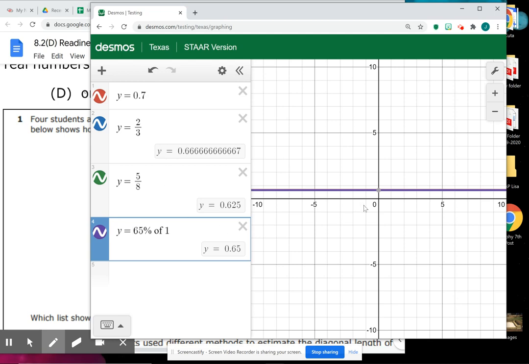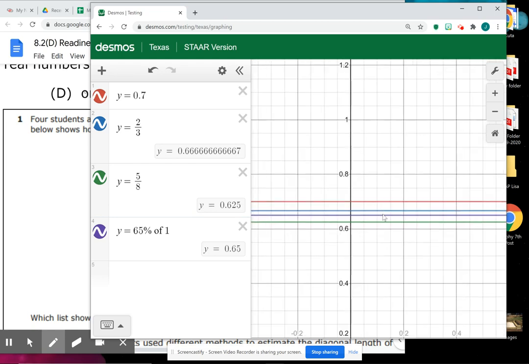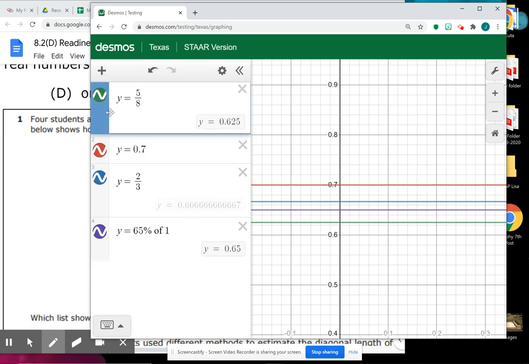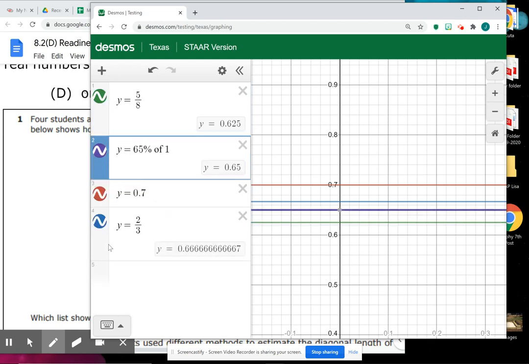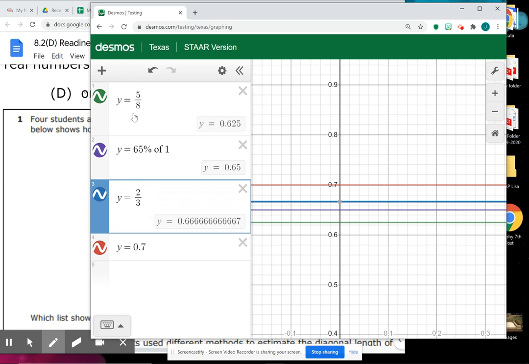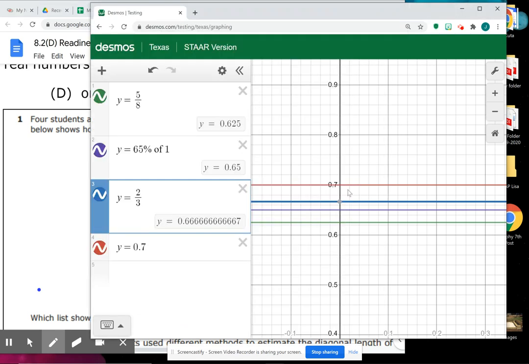After you put y equals in for all of them, just zoom in a little bit. Okay, not a little bit, a lot. And now you have a nice color-coded way to see which one would be the least. Well, the very least would be the one furthest on the bottom. So I'm going to put the green first, and then the purple, and then, green, purple, blue, red. That's from least to greatest, because that's the way the question was asking us, right? Right here, from least to greatest. So that's another way you can do it.